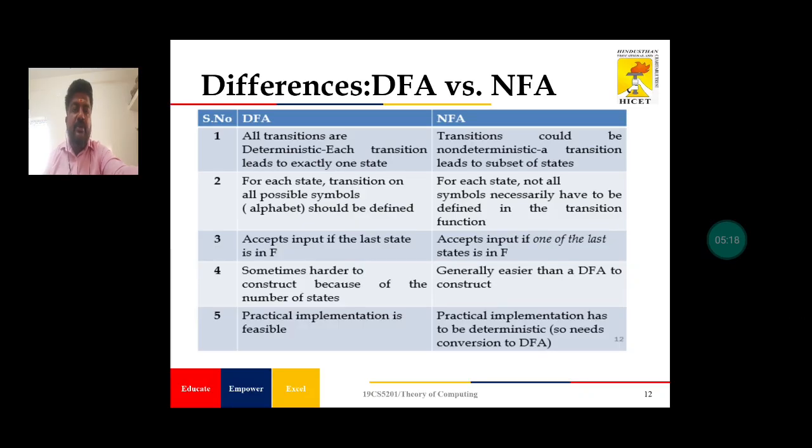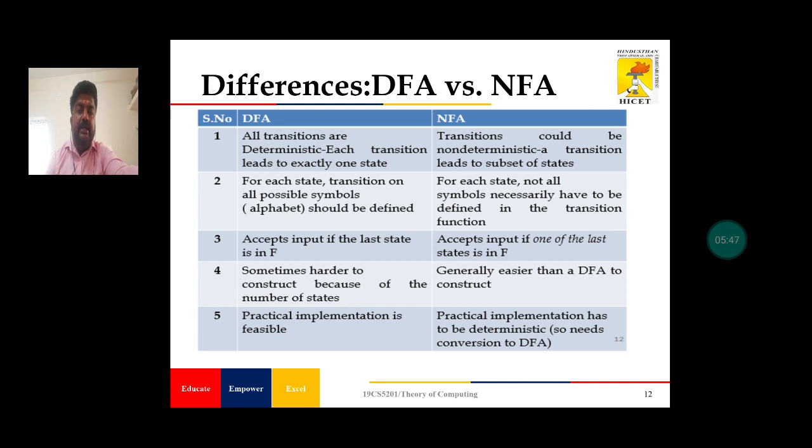The difference between DFA and NFA. In DFA, all transitions are deterministic. Each transition leads to exactly one state. In NFA, transitions could be non-deterministic. A transition leads to a subset of states. For DFA, for each state, transitions for all possible symbols should be defined. In NFA, for each state, not all symbols necessarily have to be defined in the transition function.